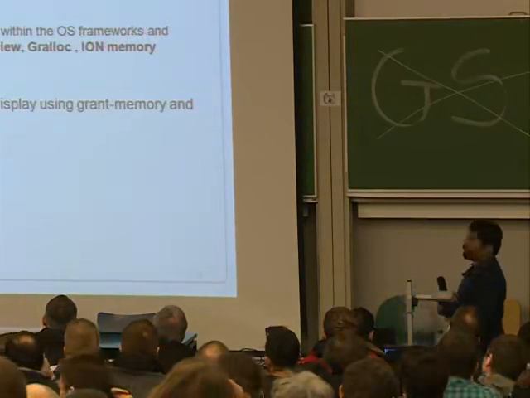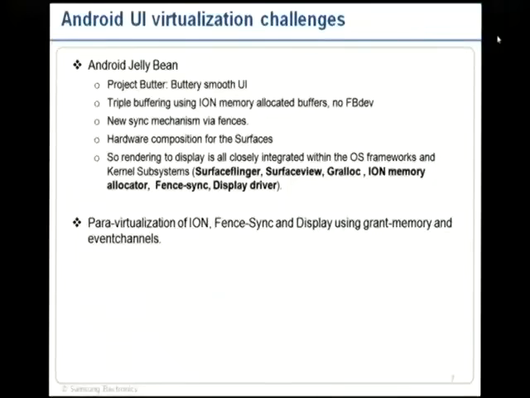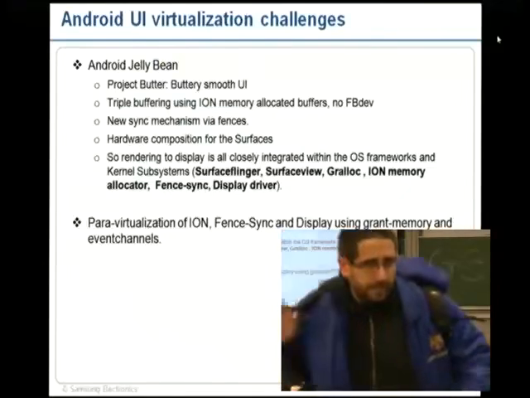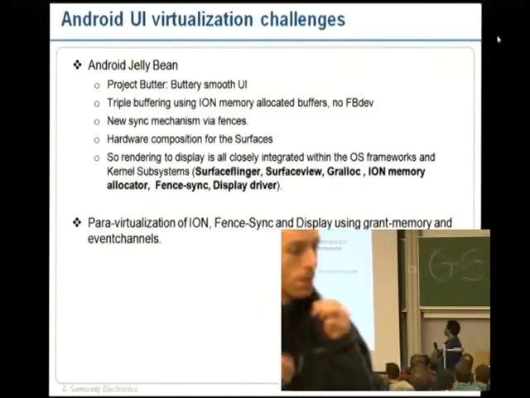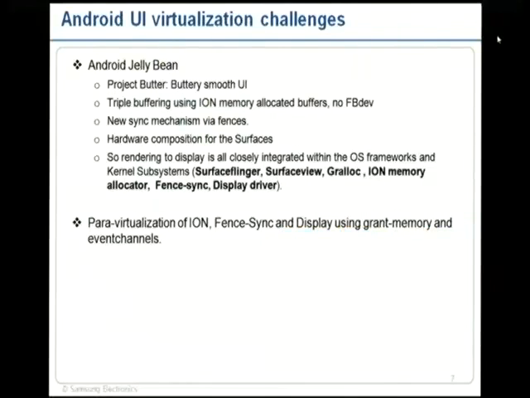So what are the challenges that we faced in getting this solution running? Android Jelly Bean as an OS has introduced lots of changes to get buttery smooth performance. It has introduced triple buffering and changed the memory allocation schemes. It has introduced new memory allocators. FBDev was removed. They introduced new sync mechanisms so that the buffers are in sync across all the compositors. And they introduced hardware composition to reduce the burden on the GPU. Essentially, everything has been closely integrated. It's no longer limited to one subsystem of the OS. It's a combination of all those things.